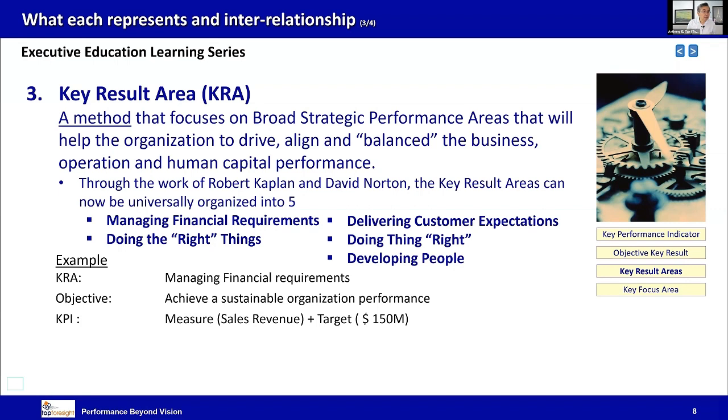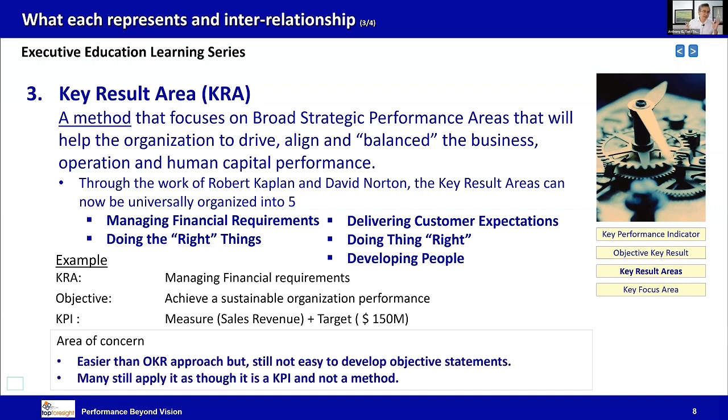Now, what are the areas of concern? It is easier than the OKR approach, but it's still not easy to do the objective statement. Remember I told you, OKR means the organization must have clarity. You don't have clarity, you don't know what you want, it's difficult. Key result area is much easier because I now know financial, so I define what objectives I should come up with for financial. Customer expectation, I am able to come up with what objectives I should derive. So in this case, it is much, much easier than the OKR approach.